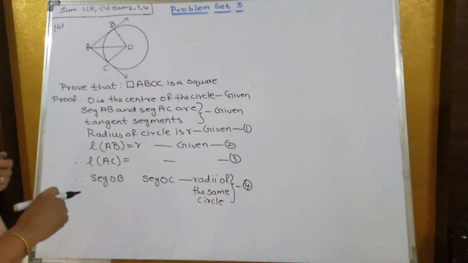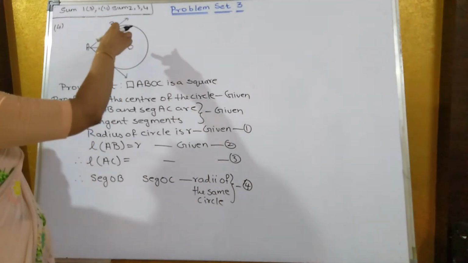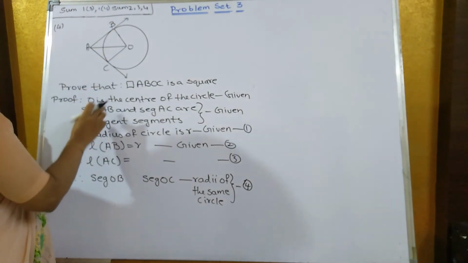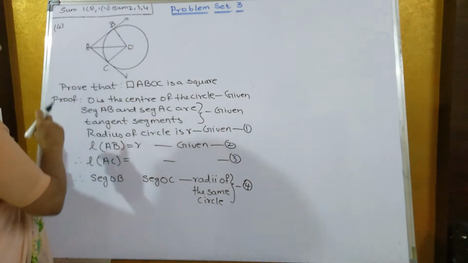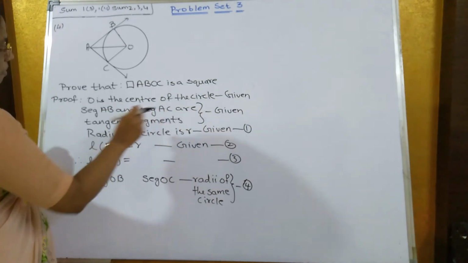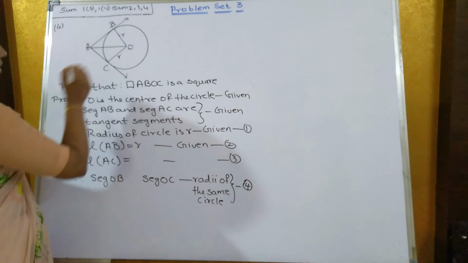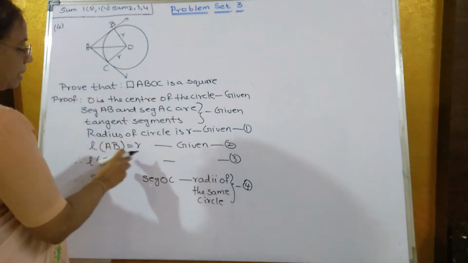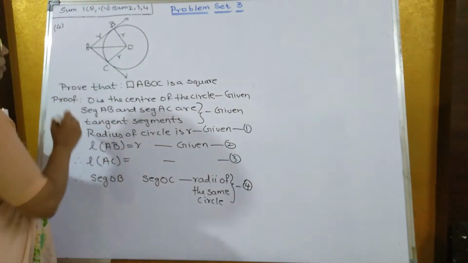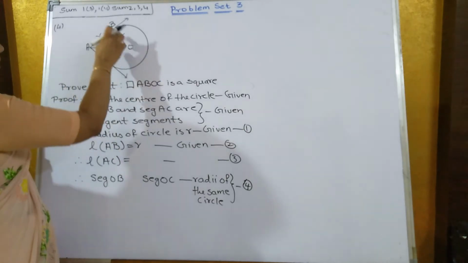Now the sum number 4. O is the center of the circle, and AB and AC are the tangent segments, that is also given, and radius of the circle is given as R. So if this is also R, then this will also be R, and length AB is also equal to R, so this is also R. We have to prove that this quadrilateral is a square.